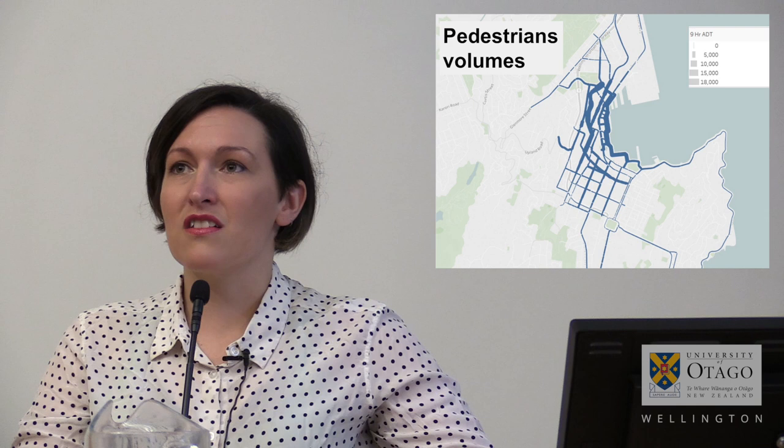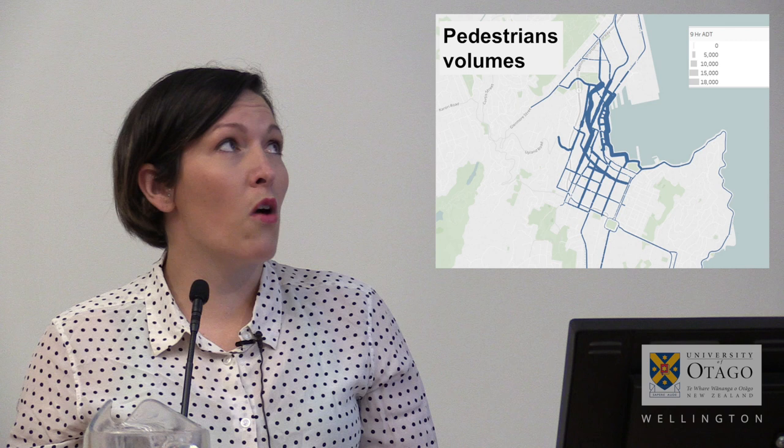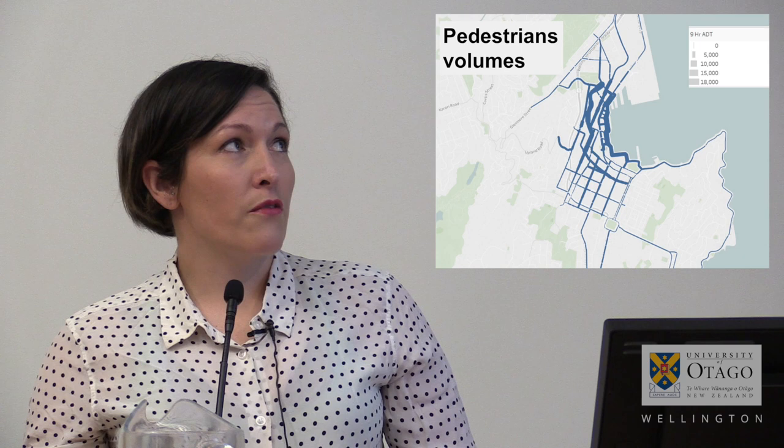And you can see if you look at that, that the two primary areas, or the two busiest areas in the city for pedestrians, are the waterfront and the Golden Mile. So the Golden Mile being Lambton Quay, a section of Willis Street, and then down to Courtenay Place.